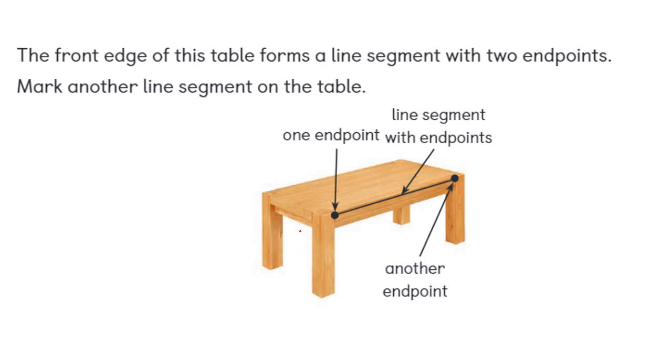Look at this table, children. The front edge of this table forms a line segment with two endpoints. These are side edges, this is the front edge and this is the back edge. This is one endpoint and this is another endpoint. Now you have to mark another line segment on the table. For example, I am marking one more line segment on the table with two endpoints. In the same way, you have to mark one more line segment on either side of the table.